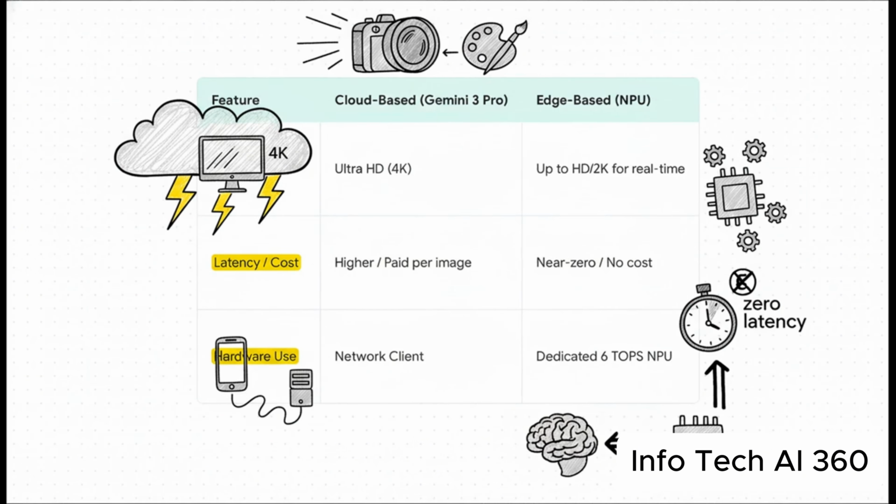And this table from the expert report really breaks it down. If you need max resolution, the Cloud is your champion with 4K. But if you need speed and low cost, the Edge NPU wins, hands down, with basically zero latency and no fee every time you use it. And just notice the hardware part. With the Cloud, the device is just sending data. With the Edge, it's firing up that powerful, dedicated 6 TOPS NPU.